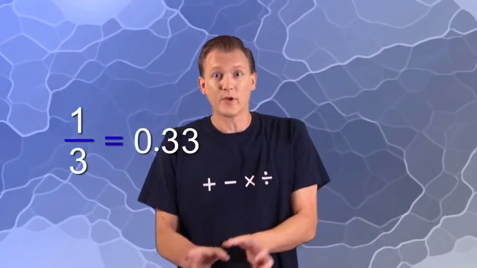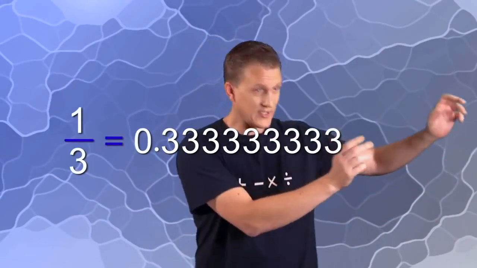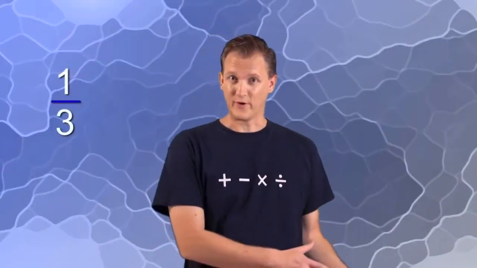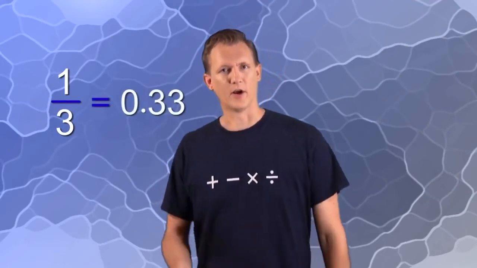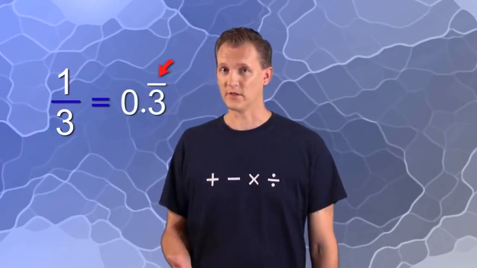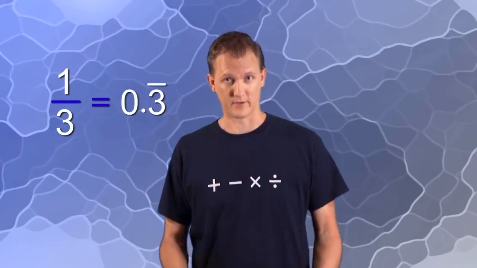So the decimal value of 1/3 is 0.333333333, and 3's that keep on going forever. But since we can't keep writing 3's forever, we can just stop and round the number off. Or we can use this special symbol that means this number repeats forever.